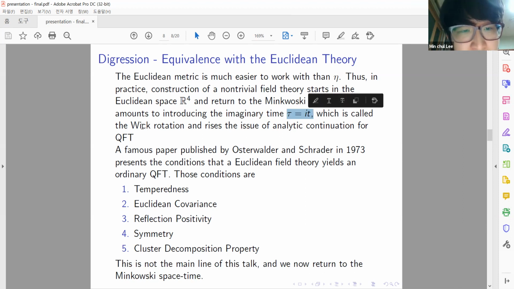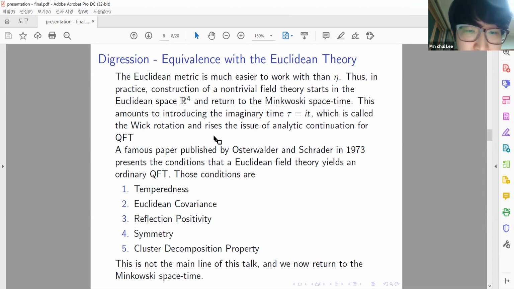tau, which is called the Wick rotation, because if we think of only time and think of the complex plane, we rotate the time coordinate from the real line to the imaginary line. This is the name Wick rotation, and this raises the issue of analytic continuation for QFT with respect to the time coordinate.